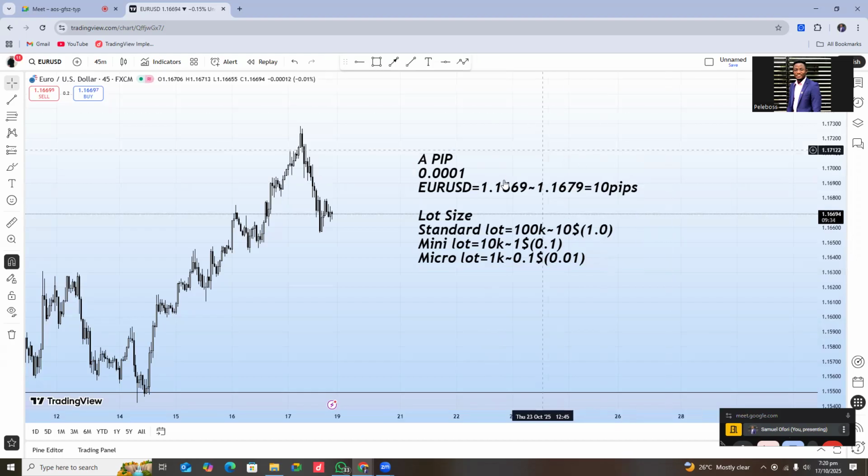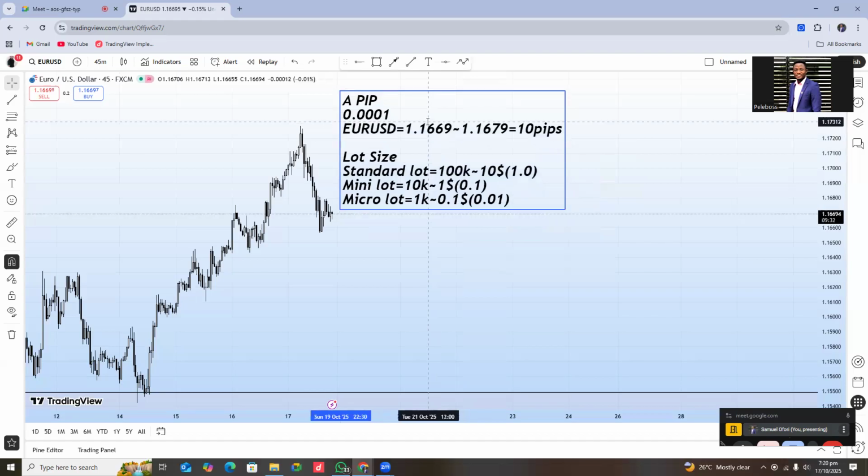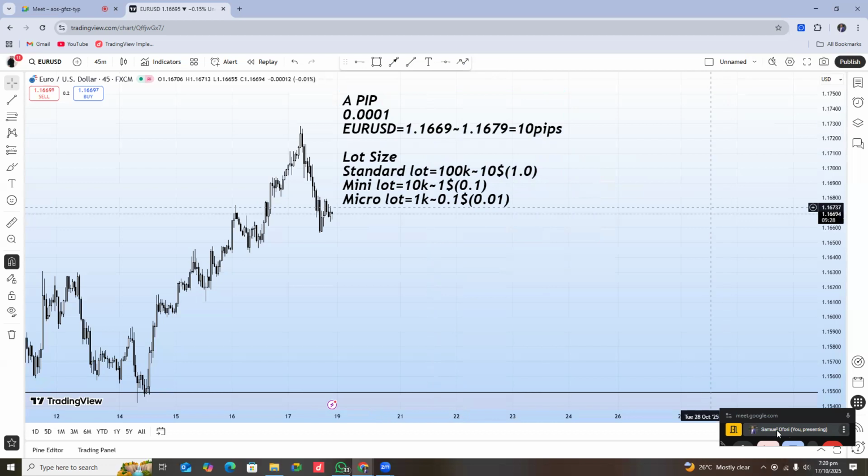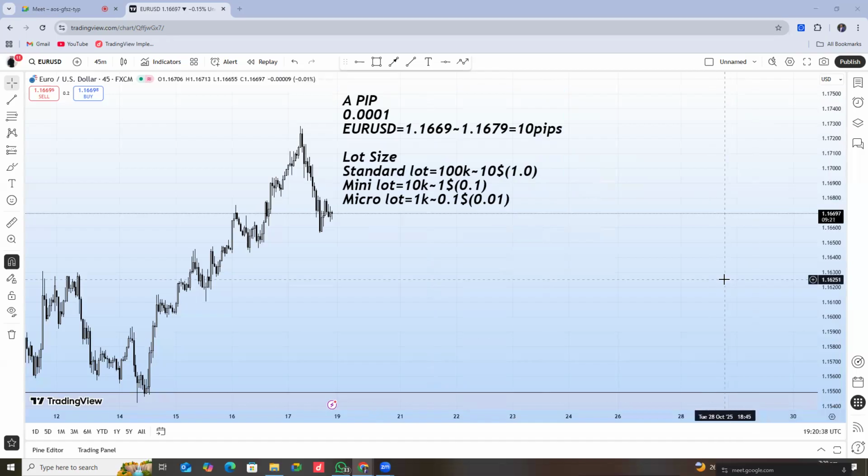So the next thing that I want us to look at is very important. What I'm going to show you now is going to determine whether you will be a profitable trader or not. And I want to believe that all of us here want to be profitable traders. So let's pay attention to what I'm going to share with you.